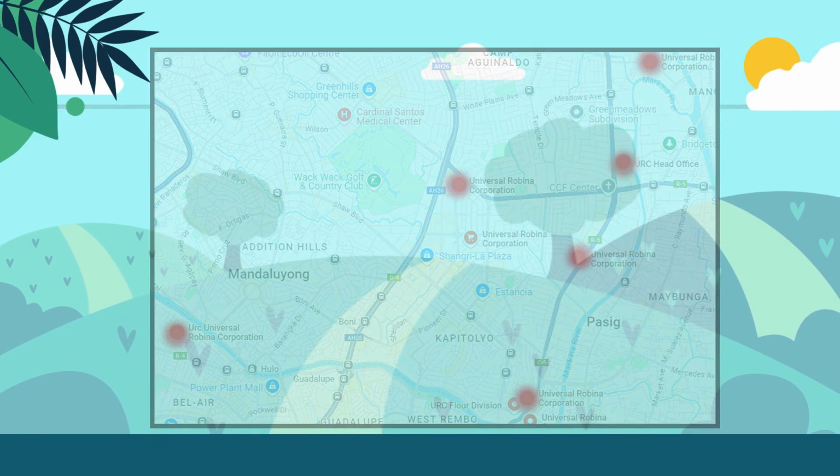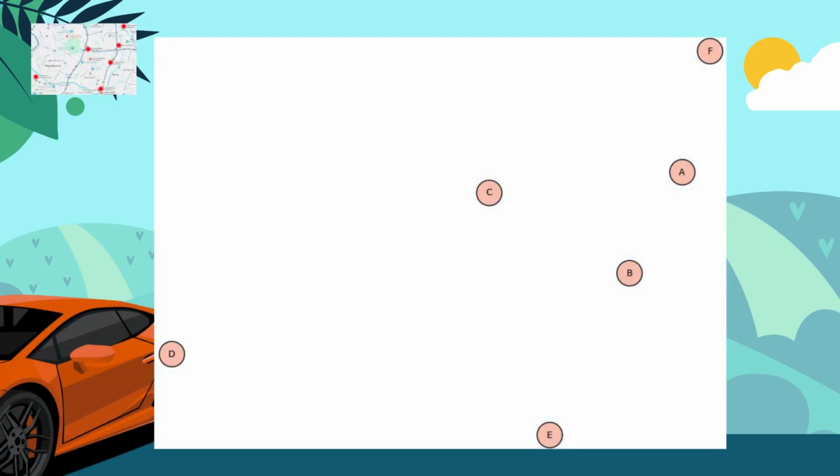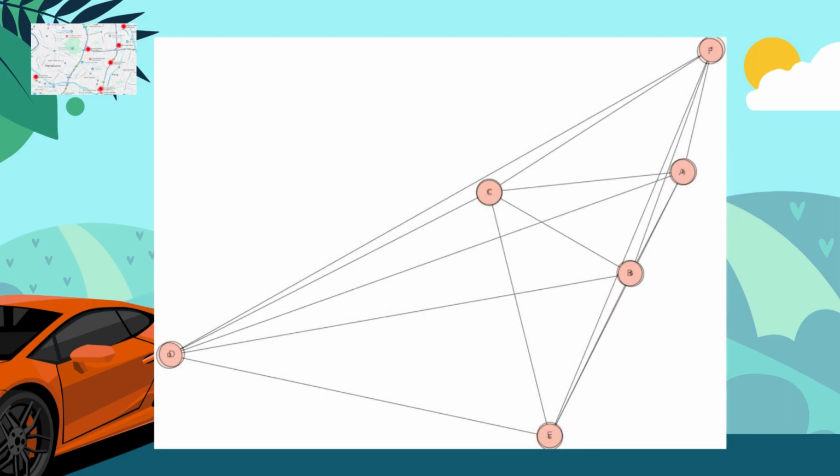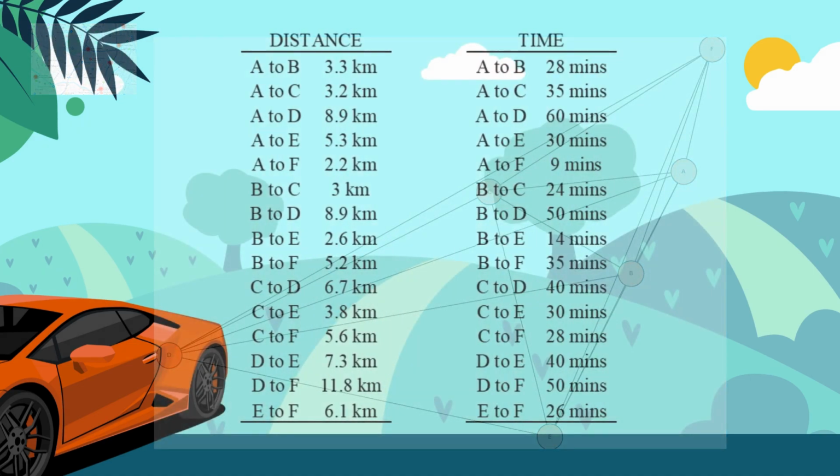By converting this map into a graph, we can label the 6 branches from A to F. Then, we will create a complete graph by connecting all branches to every other branches. These edges represent the road connecting them. Using Google Maps, these are the measured distance and time traveled from one branch to another.